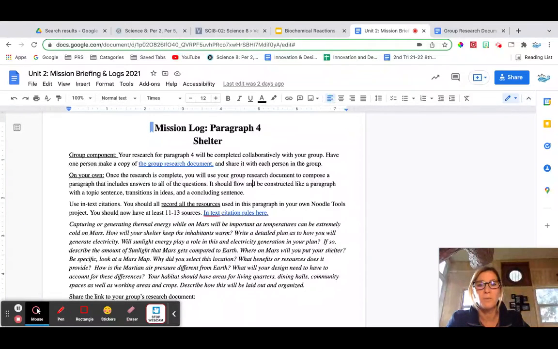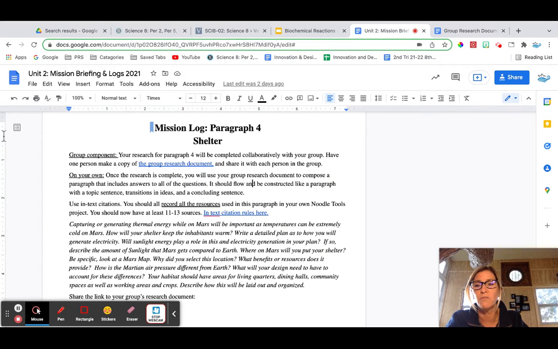Today, you are going to be working on mission log paragraph 4, which is going to work very differently from the ones that we've done so far. And this is going to actually work in your favor because this means that you only have to do part of it and you're going to be working collaboratively with a group.